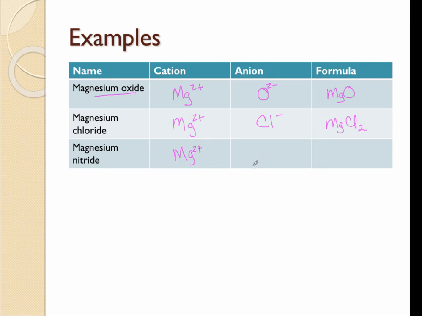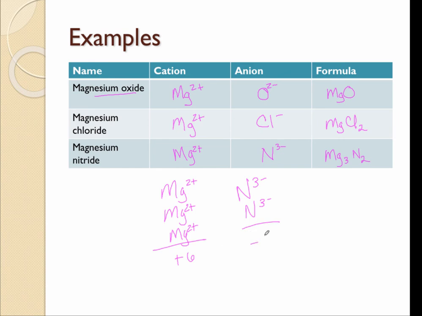Magnesium forms a +2 ion. Nitrogen, the nitride ion, has a -3 charge. This will end up being Mg3N2. The idea being each magnesium is going to lose 2 electrons. Each nitride is going to gain 3. I need this for a total of 6 electrons lost, 2 nitride ions for a total of 6 electrons gained.